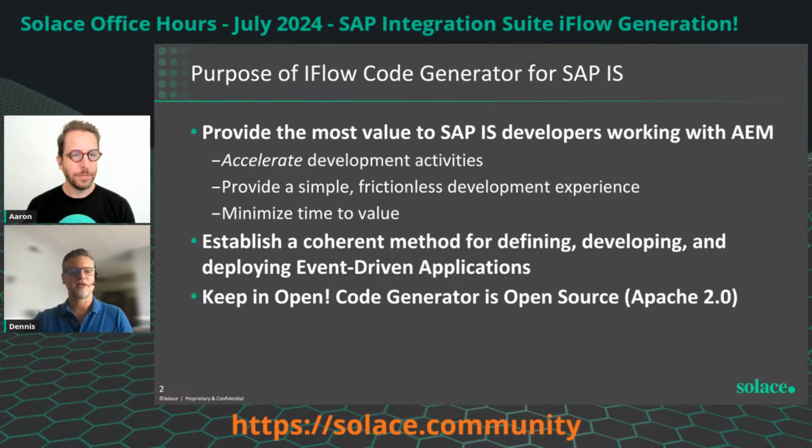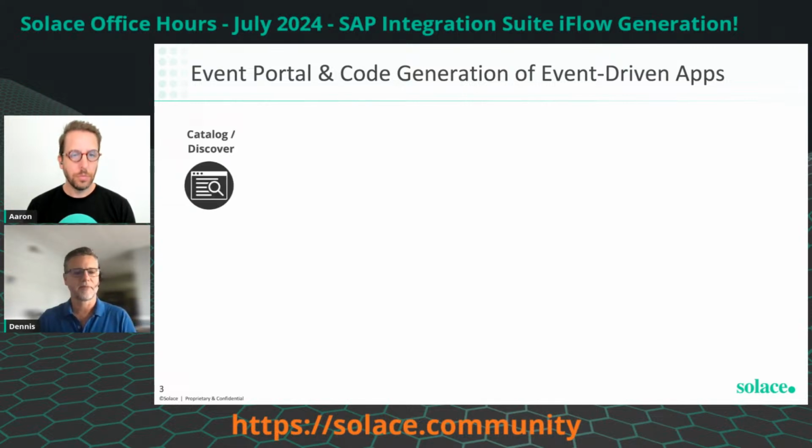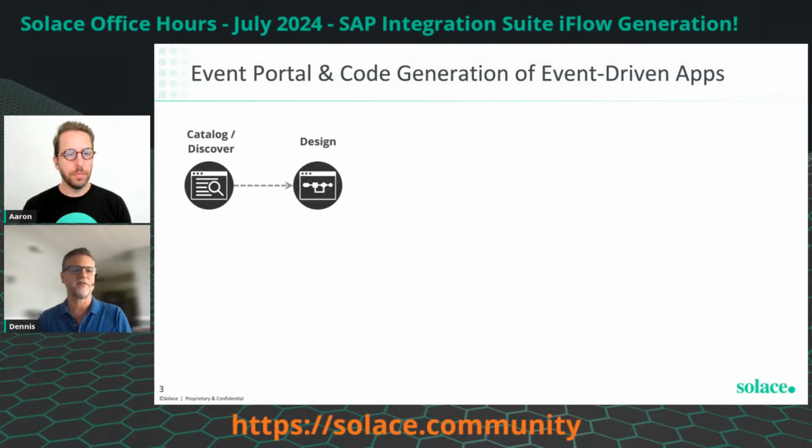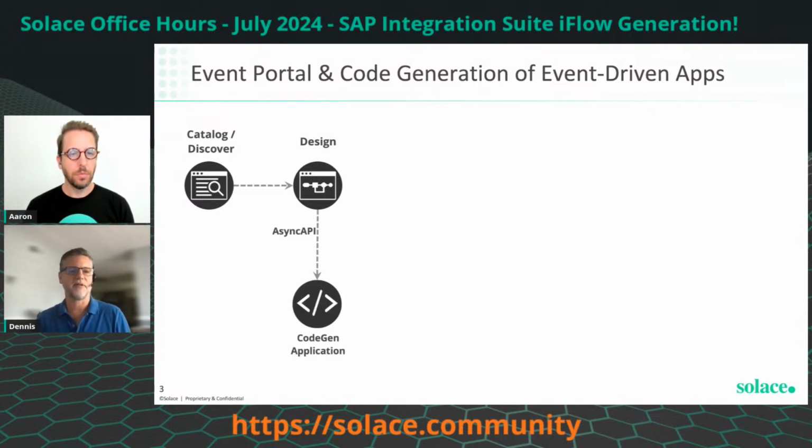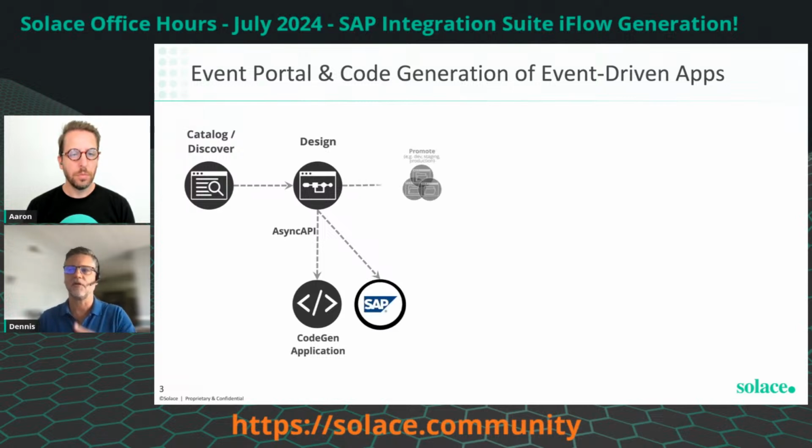Okay, so we talked about method. The idea is that inside of Event Portal, you have what we call an event catalog. The event catalog is just a list of events, and we define events at Solace as effectively things that happen. But they have a topic address, a schema, and some business context that goes around it. This gives you a list and a way to discover those kinds of events. Then using those events, you can design applications inside of the event portal. And using those designed applications, we can create AsyncAPI. Then we have this code generator, which goes out and gets this AsyncAPI and then develops an iFlow.